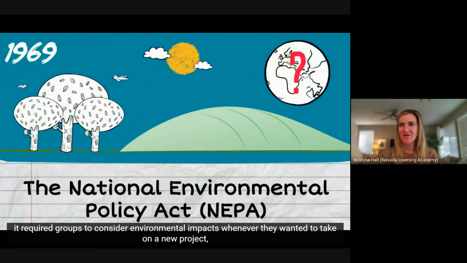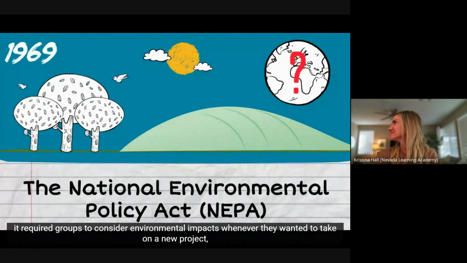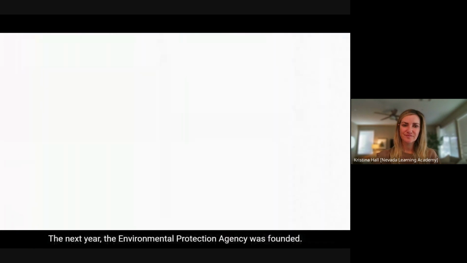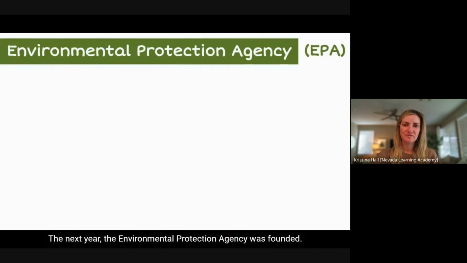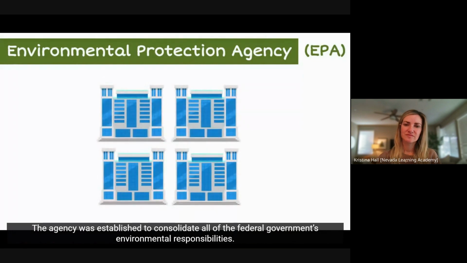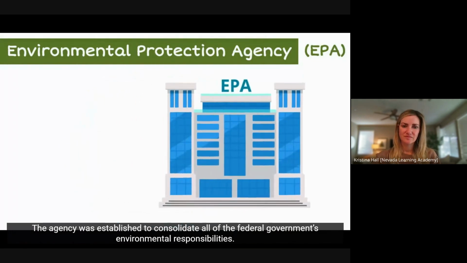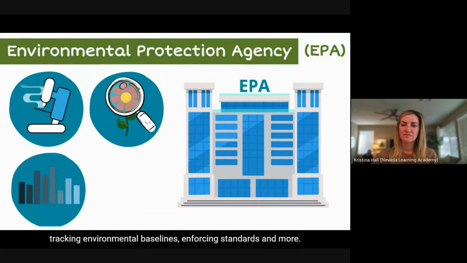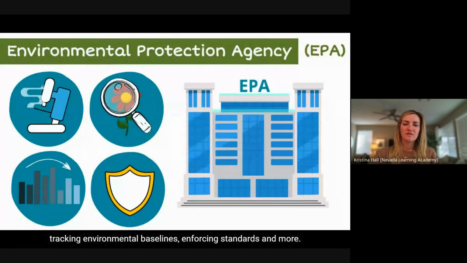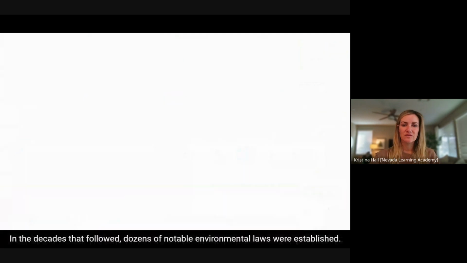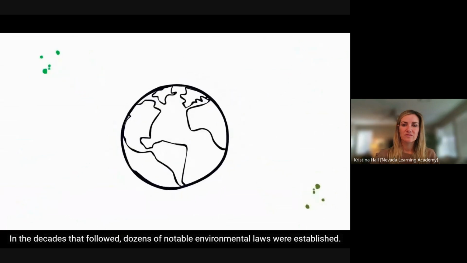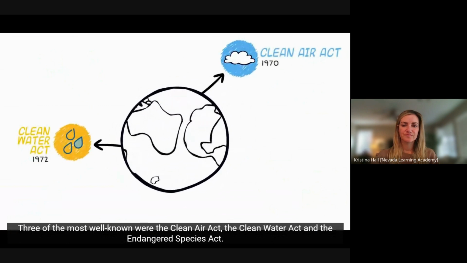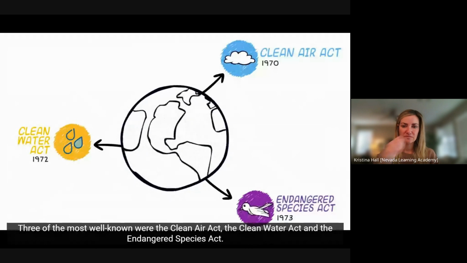It required groups to consider environmental impacts whenever they wanted to take on a new project, like building airports, highways, or military bases. The next year, the Environmental Protection Agency was founded. The agency was established to consolidate all of the federal government's environmental responsibilities. This includes researching pollutants, monitoring the environment, tracking environmental baselines, enforcing standards, and more. In the decades that followed, dozens of notable environmental laws were established. Three of the most well-known were the Clean Air Act, the Clean Water Act, and the Endangered Species Act.